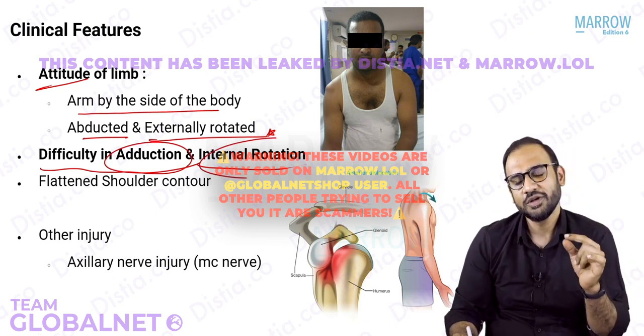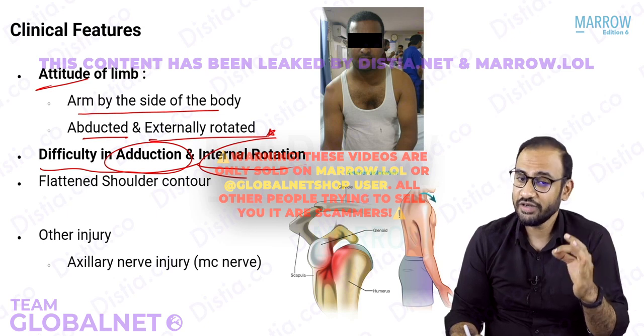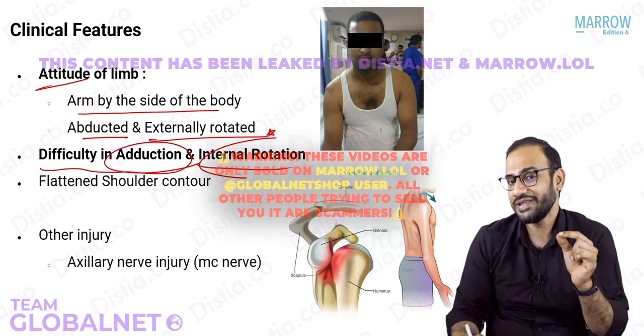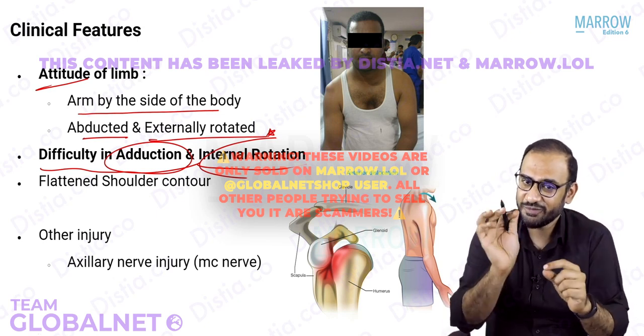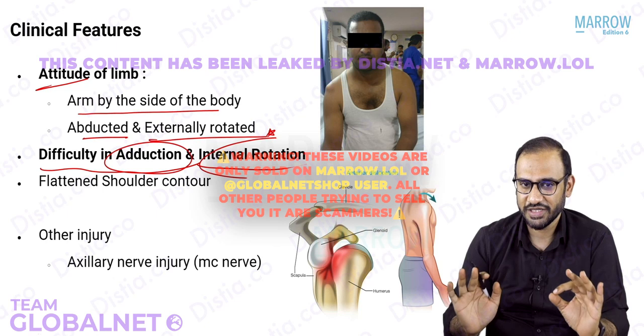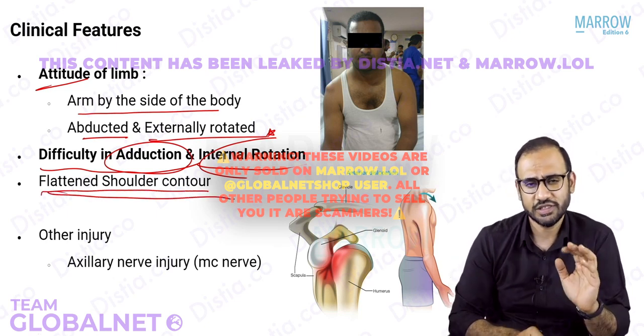It's very important because here the examiner will either tell you the attitude of the limb or he will tell you that the patient is unable to perform that action, which is the opposite of the attitude. And with this information, you will be able to make the diagnosis. Okay? Understood? Okay. Flattened shoulder contour. Those are the things that the patient will have.